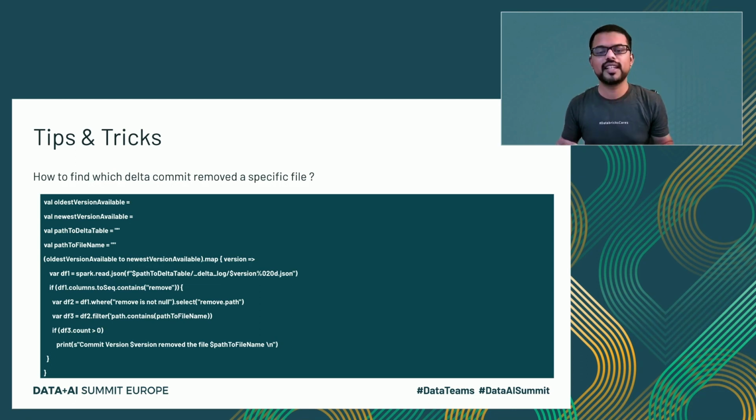What we are doing here is going through a list of versions from the oldest version to the newest version, and we are reading each of the corresponding JSON files and filtering where remove is not null, and we are selecting the list of files that were removed and checking if the given file in question is there. If it is there, it will print the version. So basically it prints the commit version that removed a specific file.